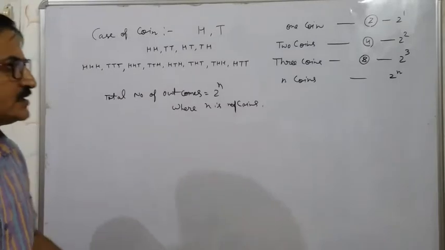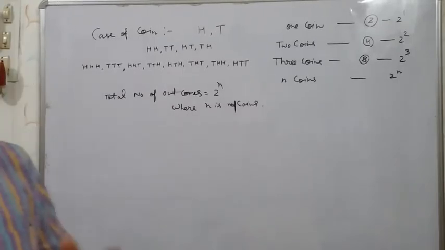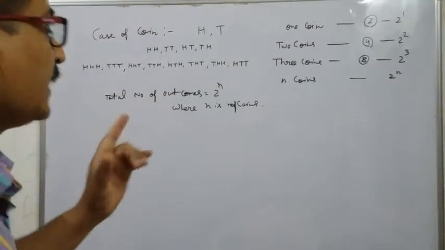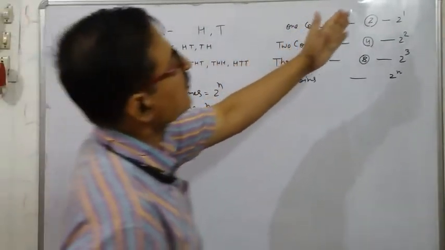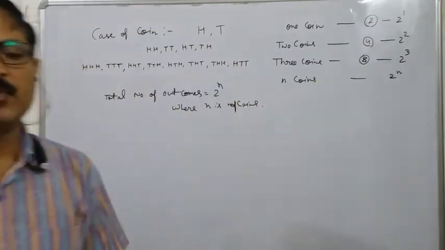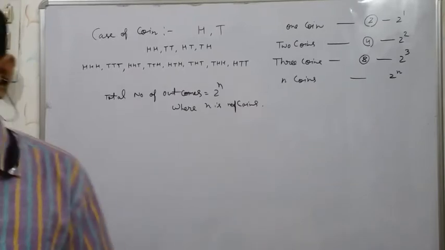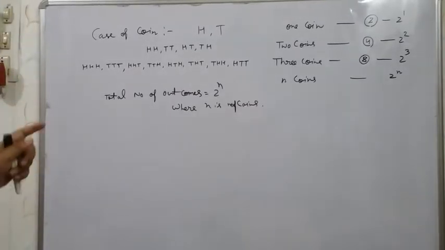Now why is it 2 raised to power 1, 2 raised to power 2? Because a coin has two sides, head or tail, the base will always be 2; only the power changes, and the power depends upon the number of coins. Okay, so this is the case of the coin. Now you will see, students, for some seconds.